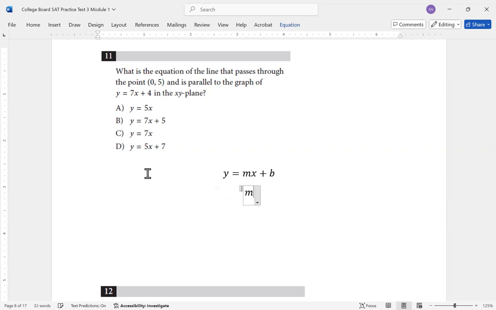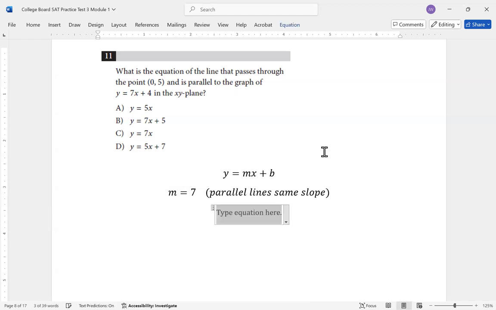Well, I want my slope to be equal to 7 because it's going to be parallel to this line, which I know has slope 7. It already is in this y equals mx plus b form, where m is the slope, b is the y value of the y-intercept. So because parallel lines have the same slope, I'm going to use an m of 7 for the line I'm trying to find. We have y equals 7x plus b.